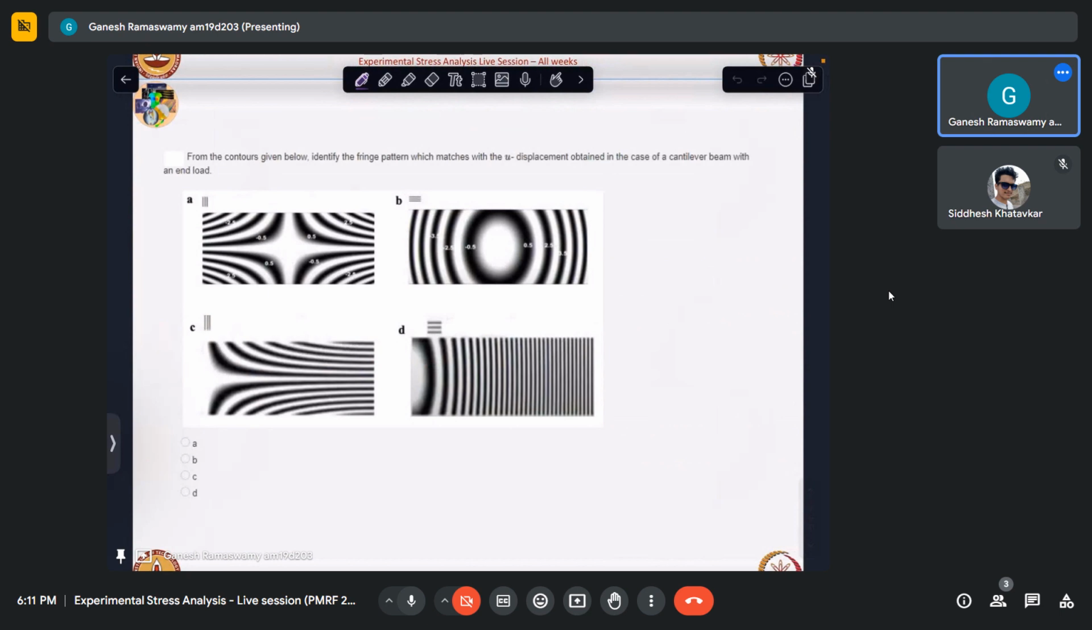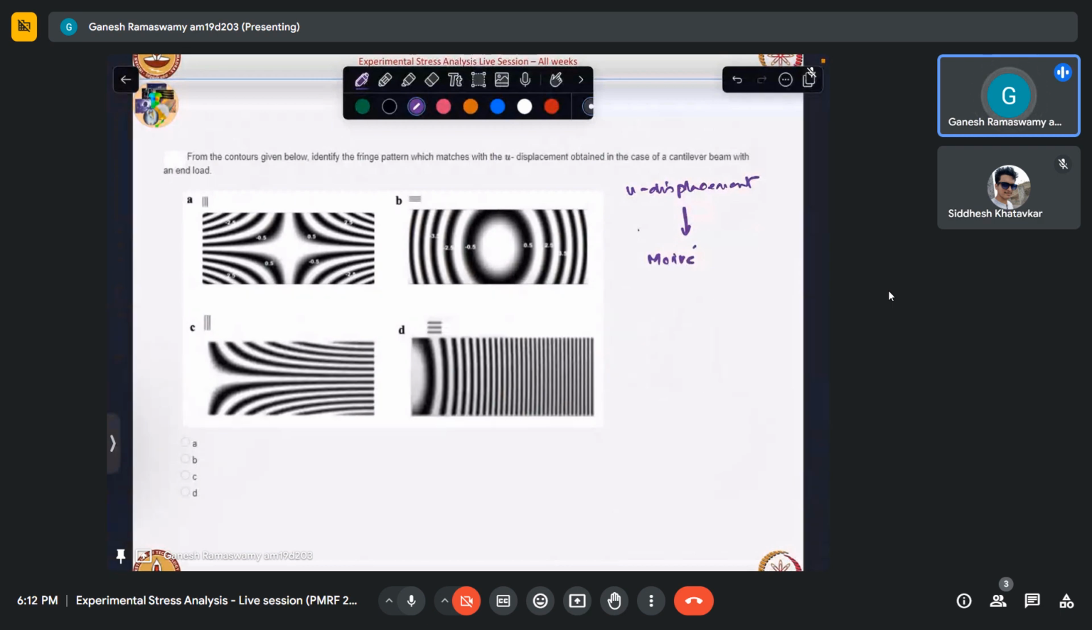So the question says, from the contours given below, identify the fringe patterns which match with the U displacement obtained in the case of a cantilever beam with an end load. So what is given? When we have gratings and are trying to measure U displacement, we have the technique of Moire, where we have two sets of gratings: the specimen grating and the marker grating. We attach one to the specimen and then view it with the other grating to see the movement brought about from the mechanics of the problem onto the model, which would reflect as fringe patterns as we see here.